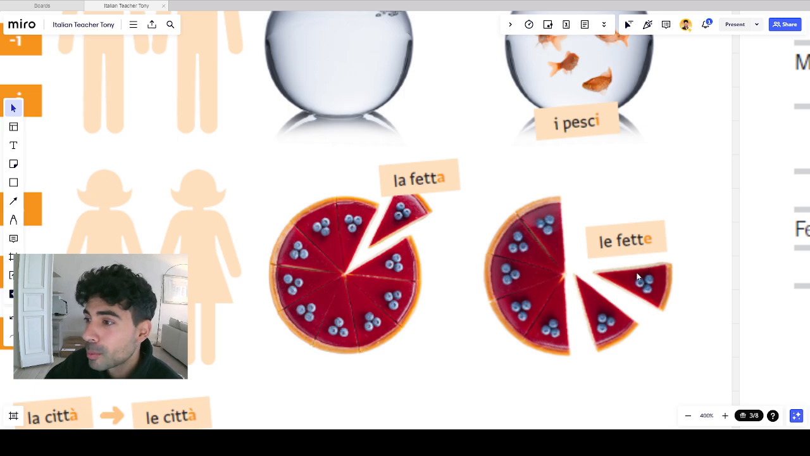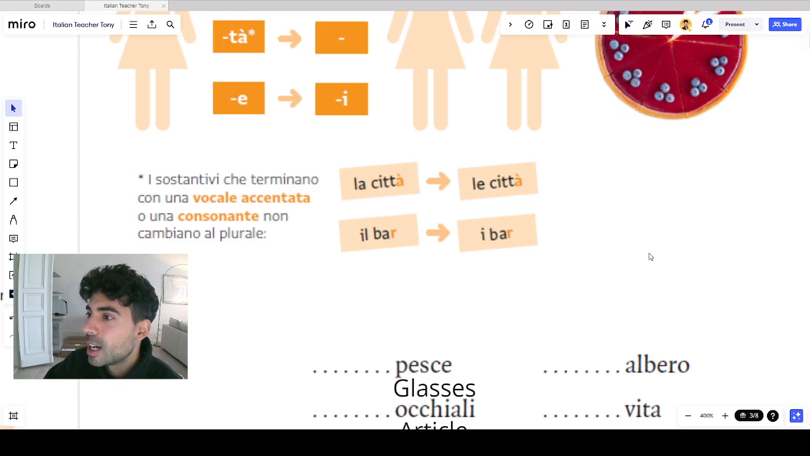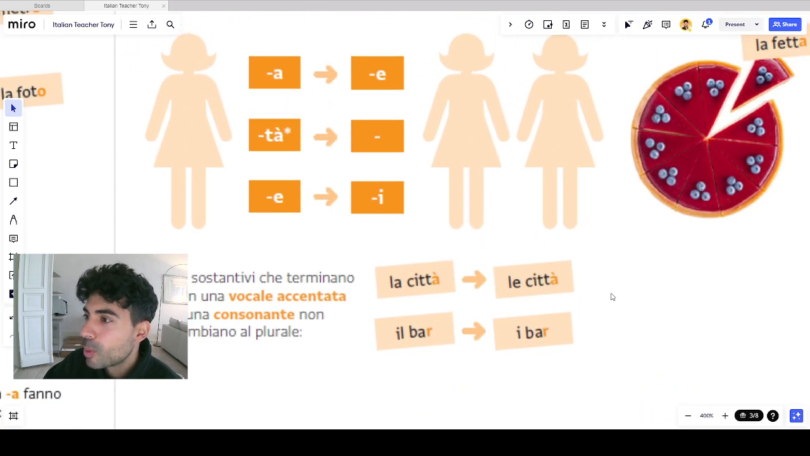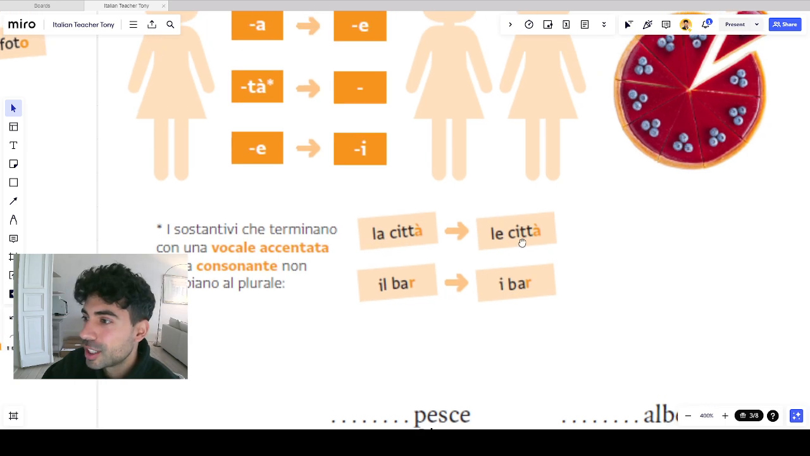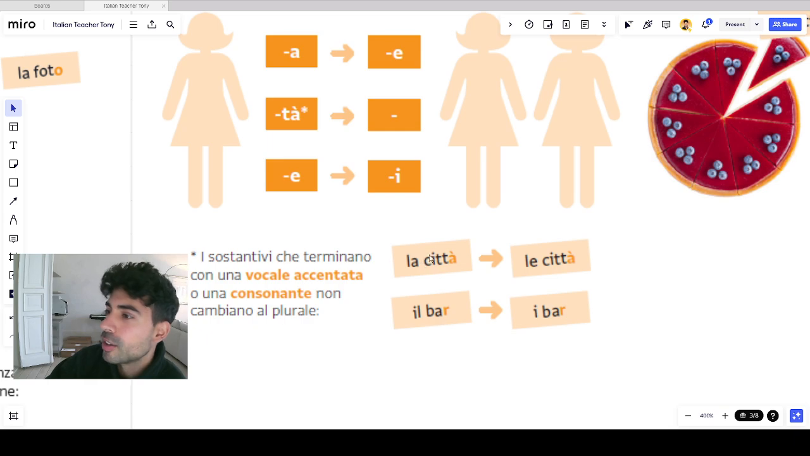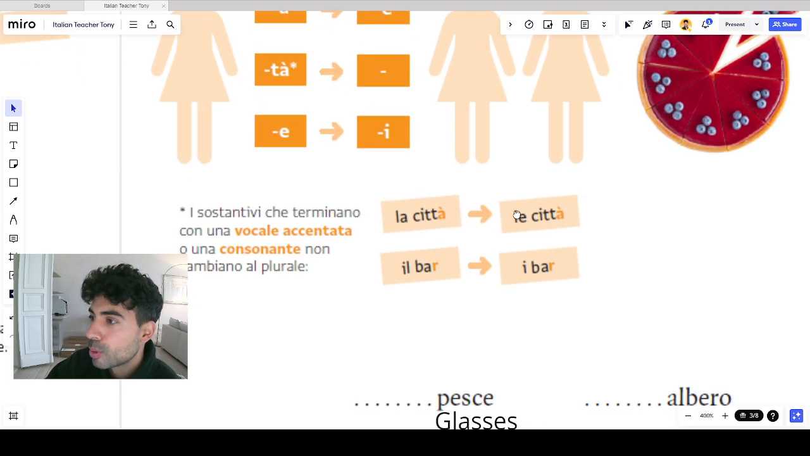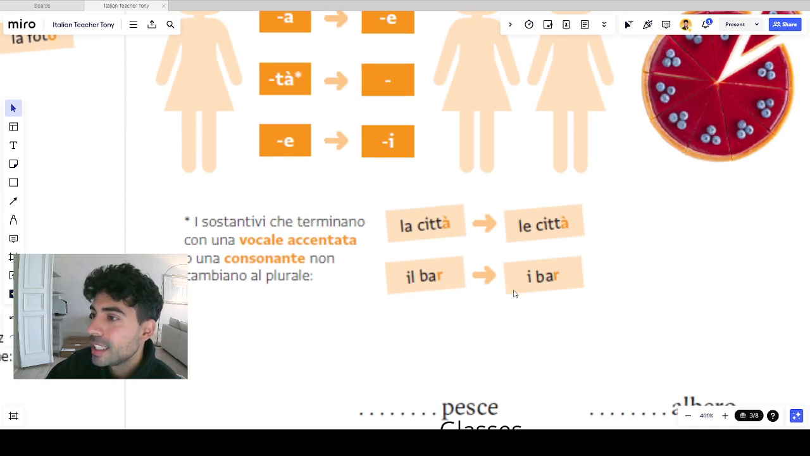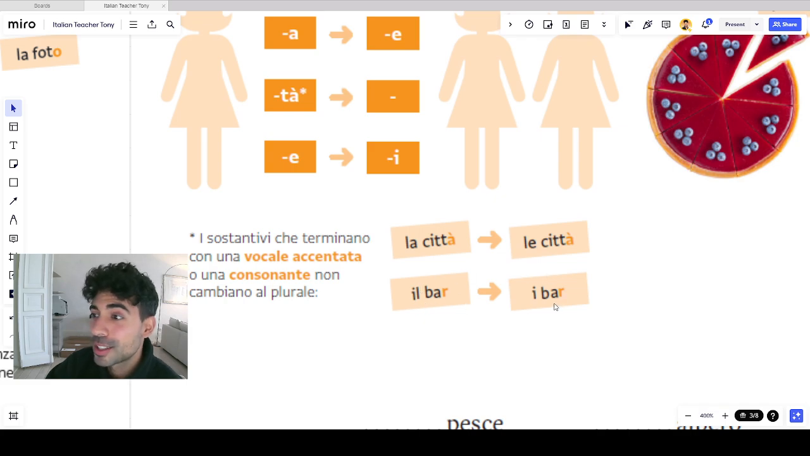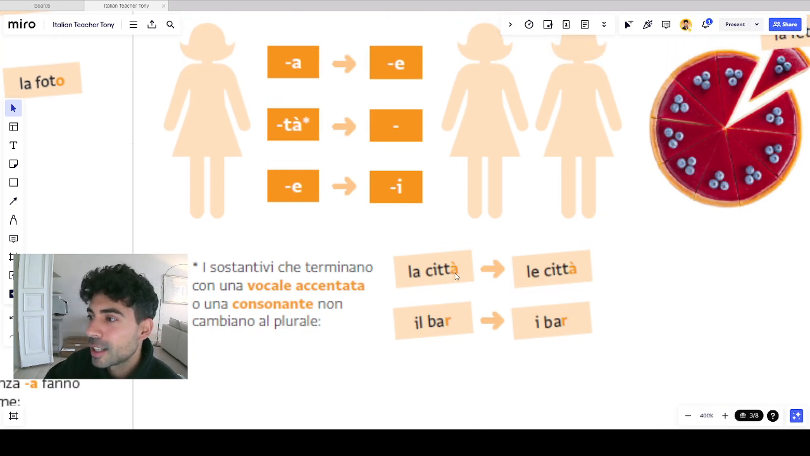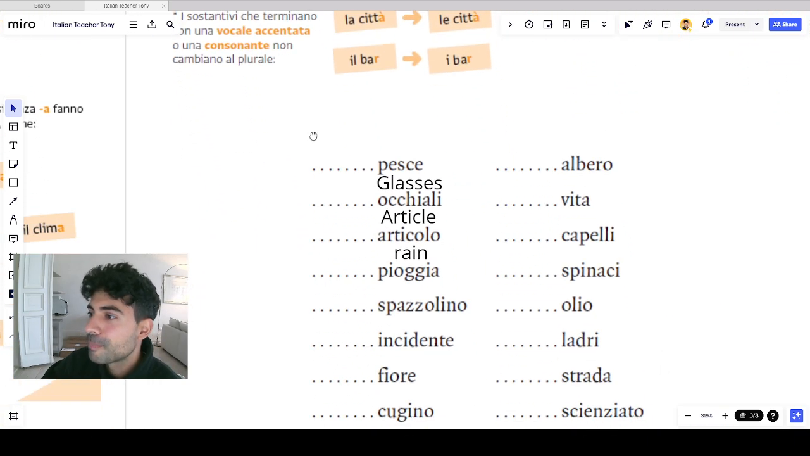Again, most of the feminine words will be ending in e. We also have some exceptions. For example, whenever a word is ending with a and the accent, the plural form will be the same. La città, le città. The only distinction is going to be in the article. La for singular, le for plural. Il bar, i bar. This is happening this way, especially with bar, because it's not really an Italian word. It's imported from English. Città is an Italian word, but it is ending with a and accent, so it's a special case.